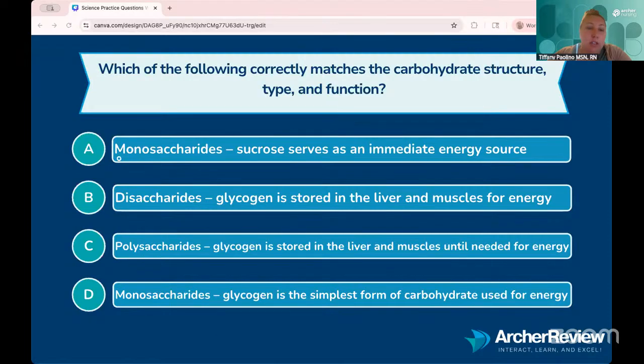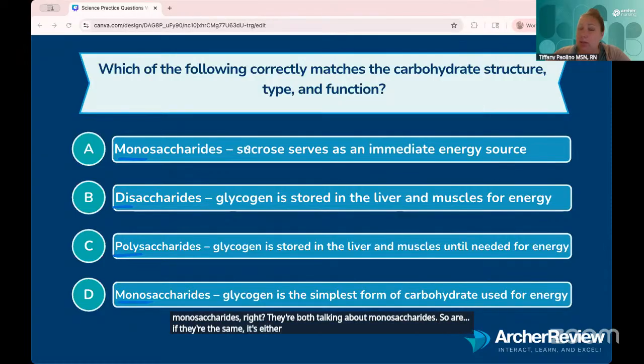Pay close attention to these beginnings, right? Because we have poly, we have di, we have mono. Here's something too. A and D have similar monosaccharides, right? They're both talking about monosaccharides. So if they're the same, it's either one or none of those.